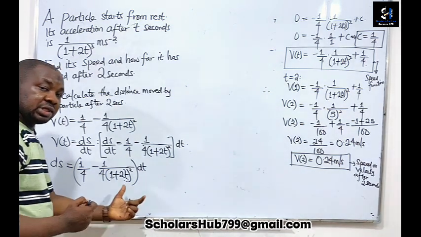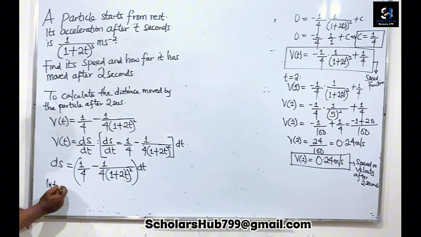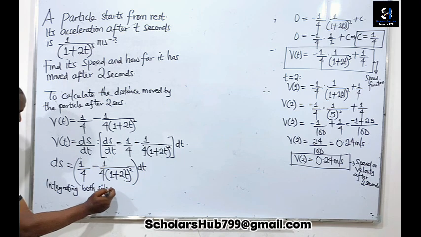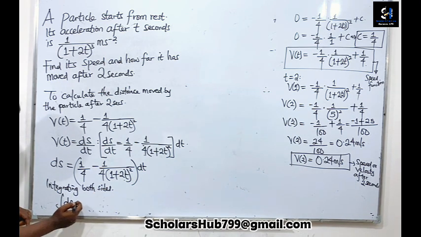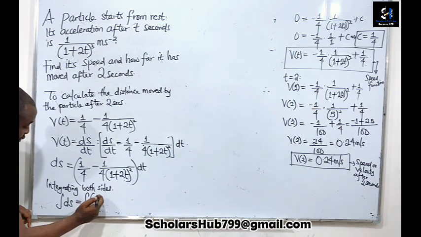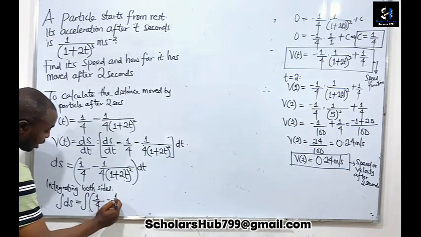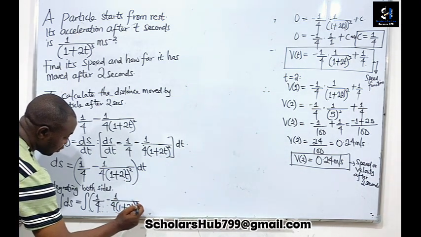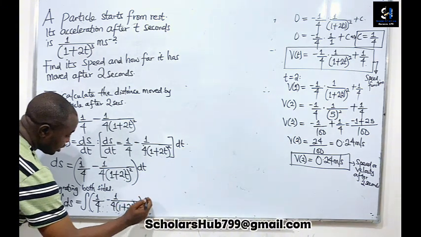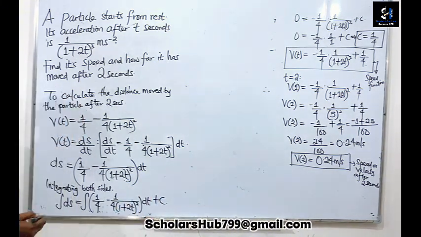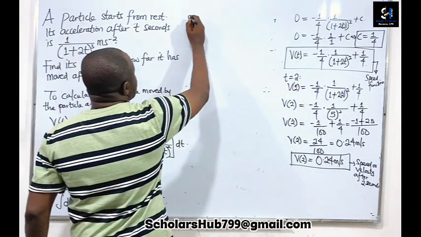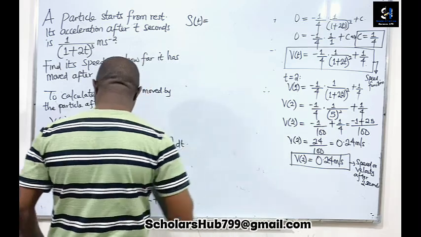So now I can integrate both sides. Integrating both sides, the integral of ds will be equal to the integral of (1/4 minus 1/4 (1 + 2t)^2) dt, plus the arbitrary constant. Integrating 1 ds on the left-hand side gives s. So we have our distance function, that's s.